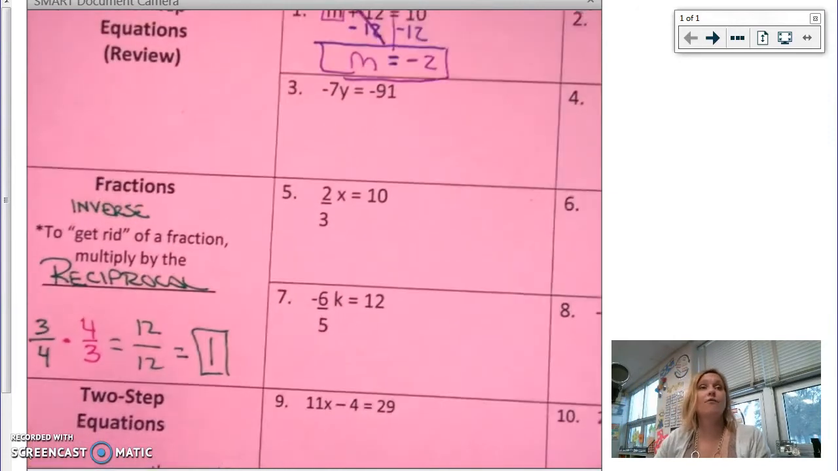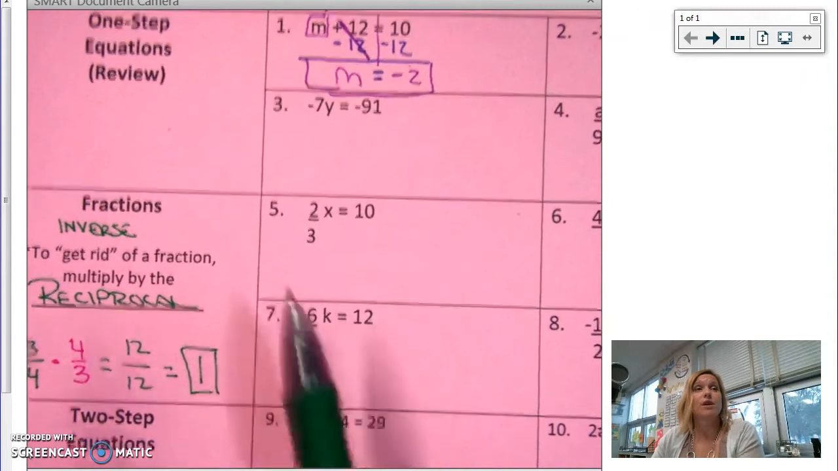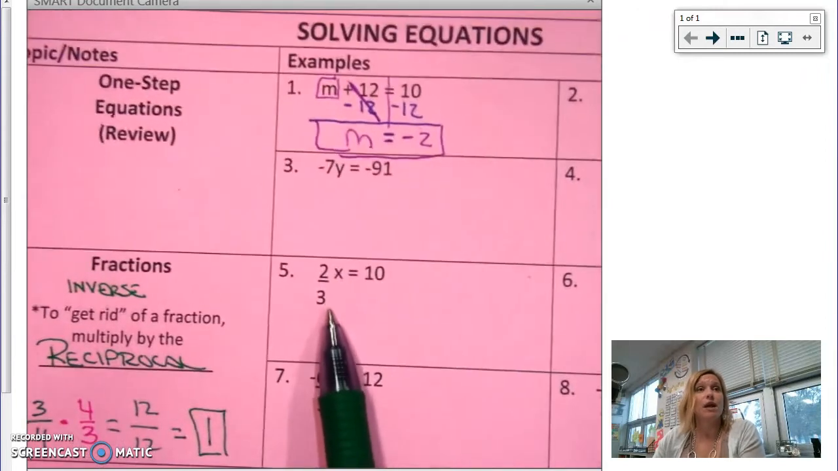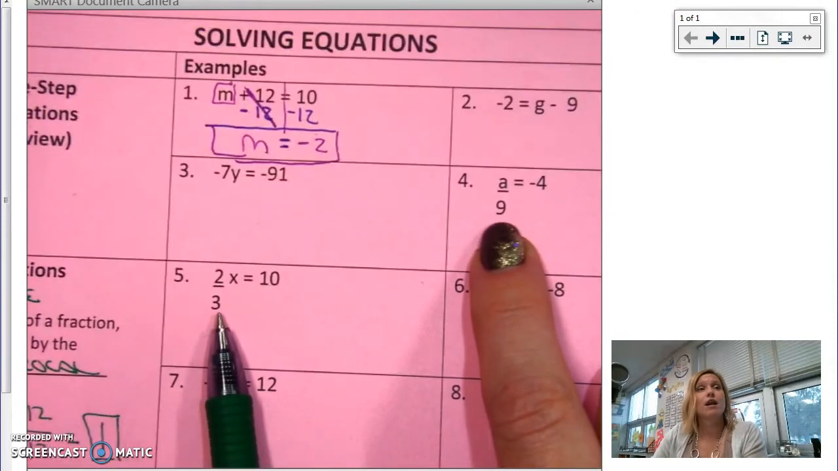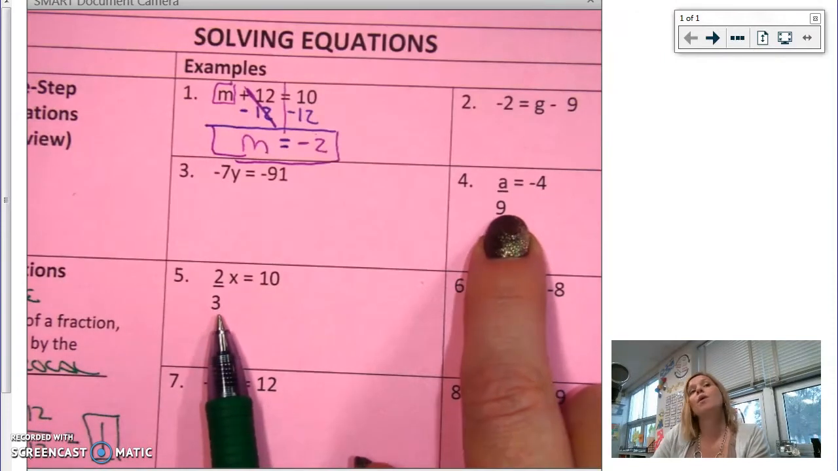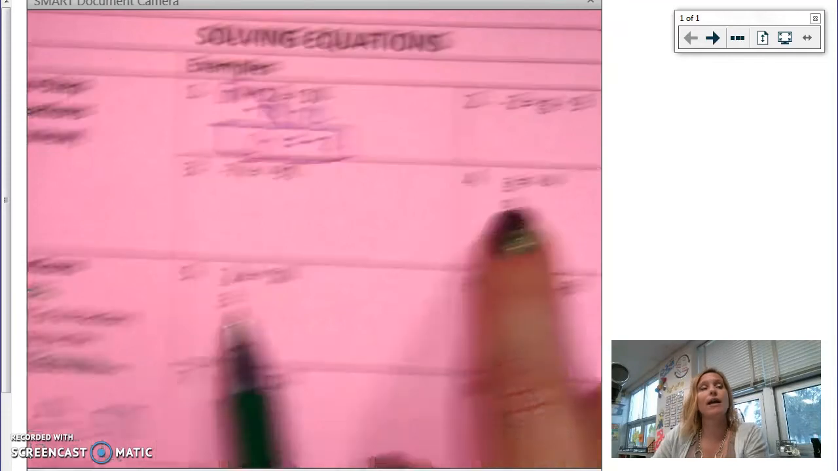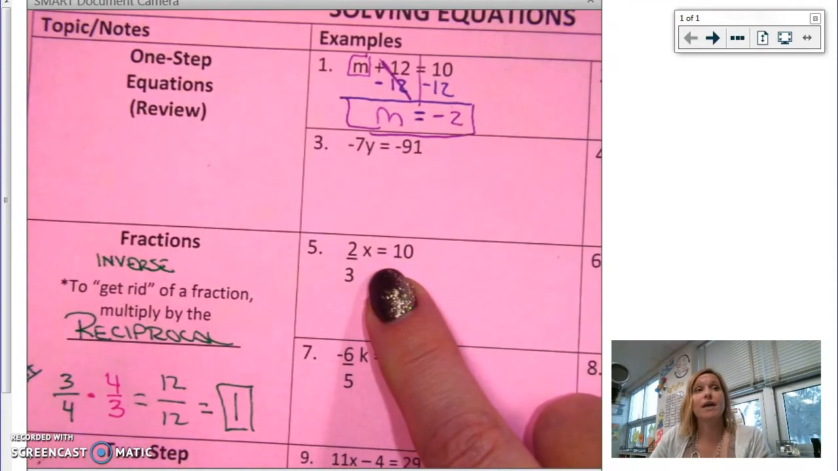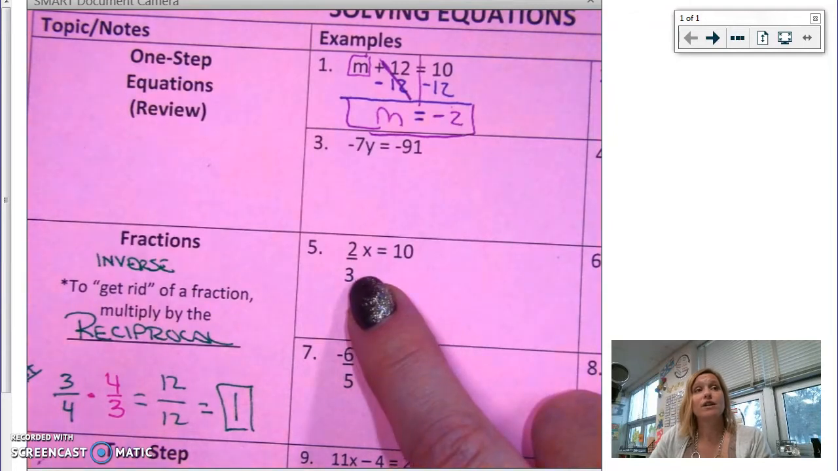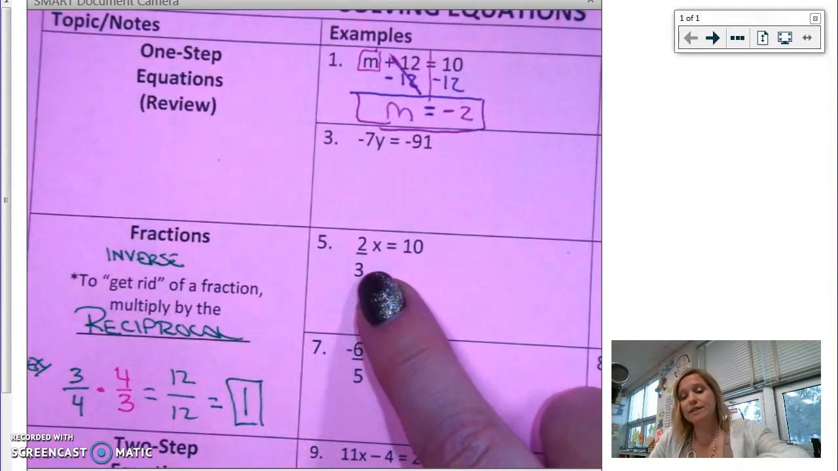So let's take a look at a fraction within our problem. You'll notice there's a big difference between number 5 and something like number 4. In number 4, the a is actually part of the fraction, so it's a divided by 9. In this one, you see that the variable's outside. It's 2/3 times x. So in order to get rid of that 2/3, we want to take the reciprocal.